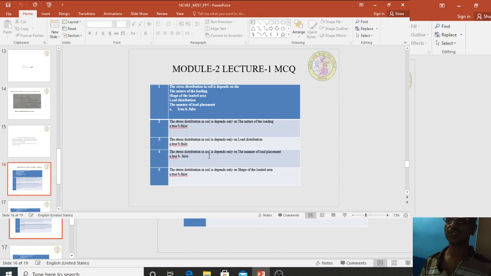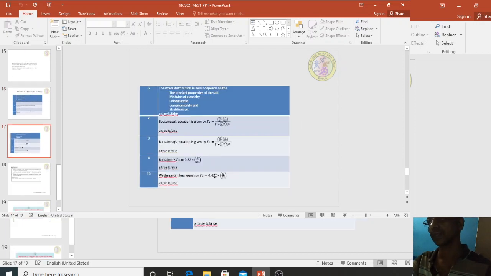The stress distribution in soil depending only on the shape of the loaded area. Option A is true, option B is false. No, it is not only depending on the shape of the area. Shape of the area is one of the parameters. Therefore, option B. Next. The stress distribution in soil depending on physical properties of the soil like modulus of elasticity, Poisson's ratio, compressibility, stratification. It is not only depending on these, it is also depending on other parameters. Therefore, it is B. False.